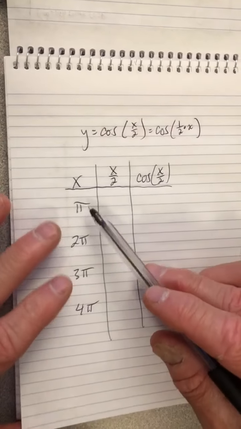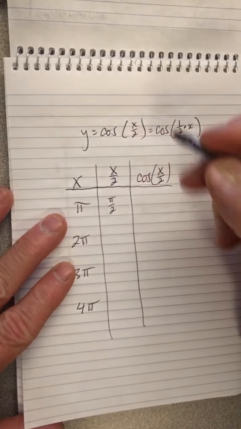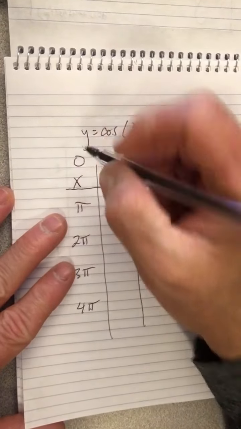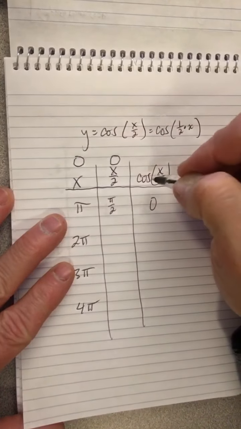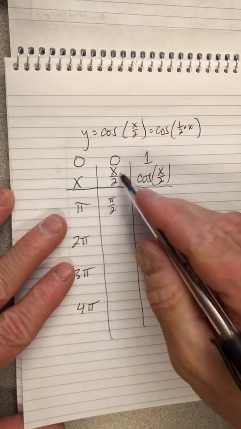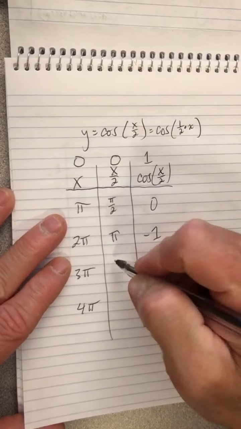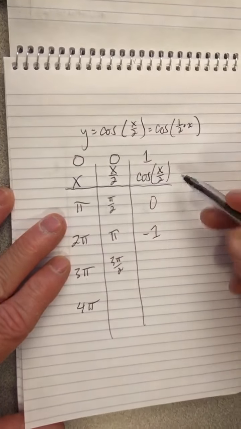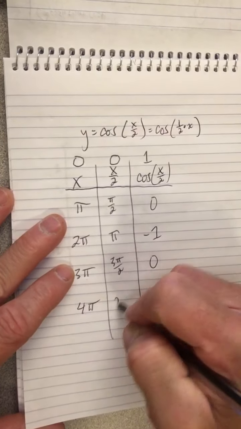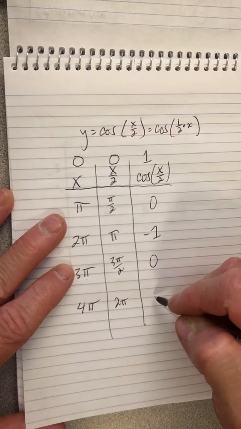So I'm going to choose as my input pi. When I cut it in half, that becomes pi halves, and cosine of pi halves is, of course, 0. You know what? I forgot 0 again. So if I put in 0 and cut that in half, I still get 0, and cosine of 0 becomes 1. Then when I put in 2 pi, cut that in half, it's 1 pi. Cosine of 1 pi is negative 1. When I put in 3 pi, it becomes 3 pi over 2 when I cut it in half, and cosine of 3 pi over 2 is back to 0. And 4 pi cut in half is, of course, 2 pi, and cosine of 2 pi is back to 1.